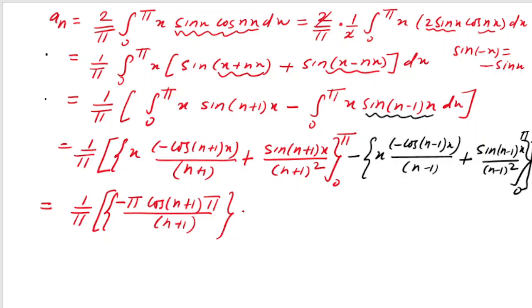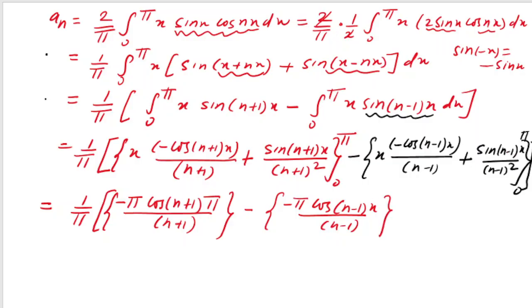And if I talk about the second part here, I will get what? I have to put pi here, so it is minus. So it will be like minus pi cos n minus 1 x by n minus 1. And if I put 0, lower limit, 0 into this will become 0. In sin n minus 1 pi is 0, sin 0 is 0.